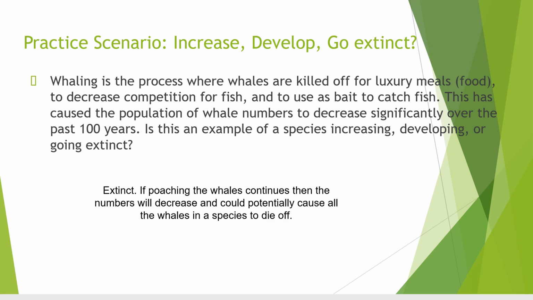So for this one, it would go extinct. So this is a really good example of a good response. So extinct, we know this because if poaching the whales continues, then the numbers will decrease and could potentially cause all of the whales in the species to die off. So that's my reasoning for it. The numbers of whales are going to die off if people keep killing them.